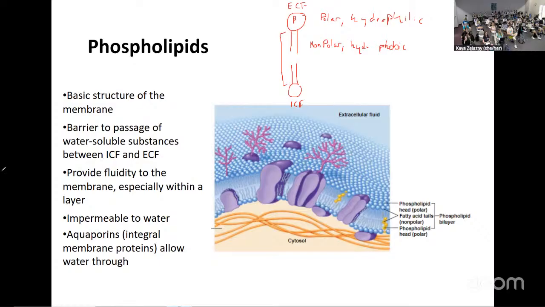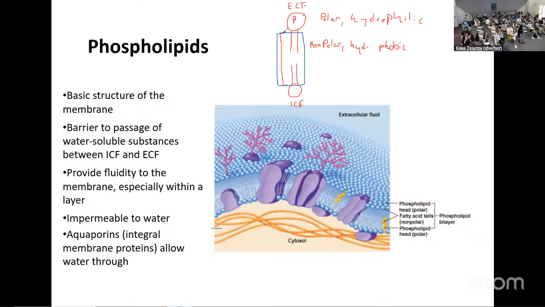Okay, so our phospholipids are impermeable to water because of that thick hydrophobic zone, right? So that piece in the middle where you got those fatty acids means water is not going to be able to cross, right? So we're still just talking about this part I circled before. So water can't cross this.